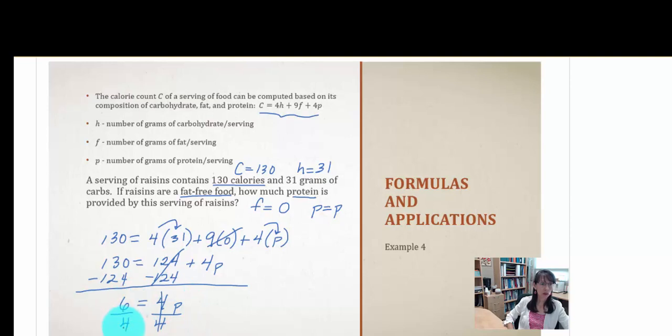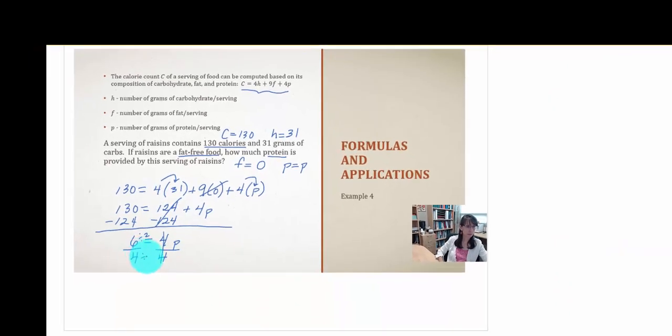So now 6/4, we can reduce that, right? Both of these numbers are divisible by 2. So 6 divided by 2, slow down, be careful on that one, is 3. And 4 divided by 2 is 2. Now, if you leave the answer as 3/2, remember it is in grams, so you might find it more useful to take 3 divided by 2 to get P, or protein, equals 1.5 grams of protein.